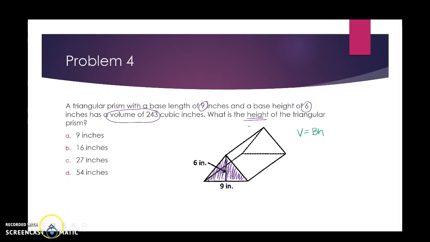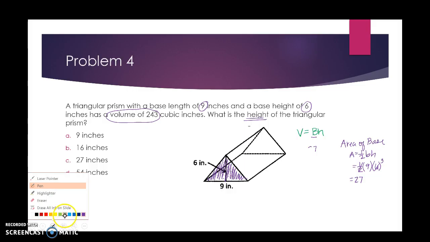So again, I need to find the area of the base. So it's a triangle. So area equals 1/2 base times height. So 1/2, 9 times 6. 6 is even, so I'm going to divide that by 2. It's 3. So 3 times 9 is 27. Going to fill it back into my formula here. Then it also tells me the volume is 243. Oops. My 27 didn't come out clear, sorry.